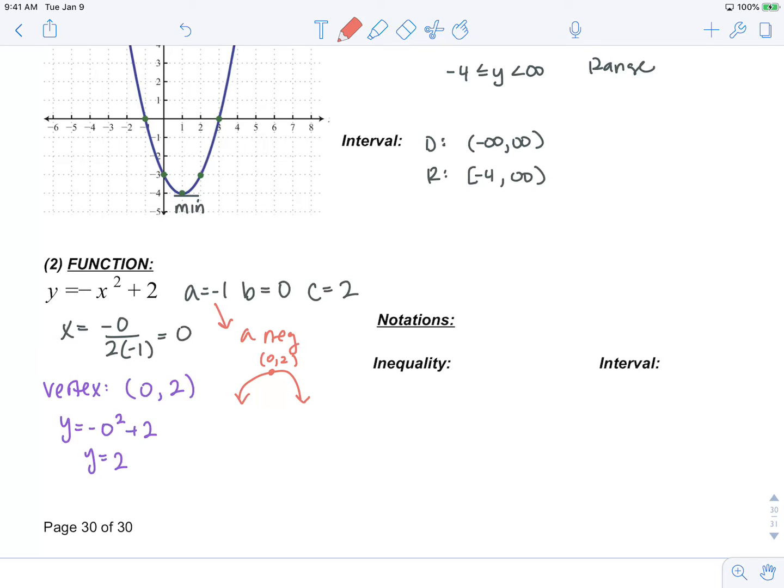So for our domain, we know that x is going to be between negative infinity and infinity. And for our range, we have a maximum value of 2. So that means we're going to start at negative infinity for our lowest y value and go all the way up to 2, our maximum y value. So in interval notation, domain is from negative infinity to infinity, and range is from negative infinity all the way up to the maximum value, which is 2.